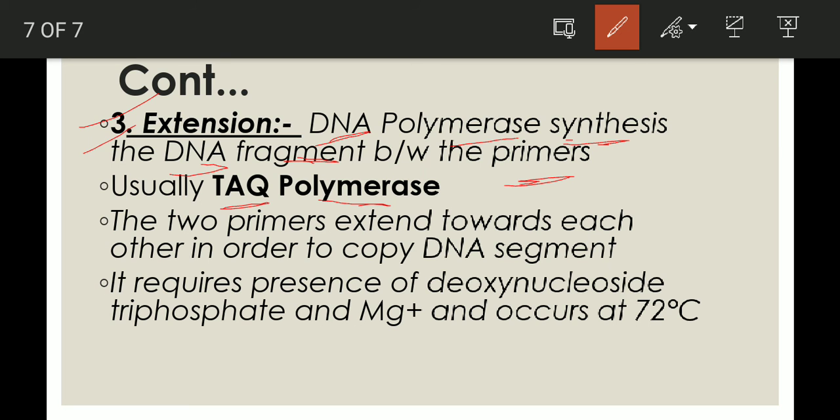The two primers extend towards each other in order to copy the DNA segments. Then it requires deoxynucleoside triphosphate and magnesium, at 70 degrees Celsius temperature, which helps to extend the DNA strand and form multiple copies of the DNA strand and multiple copies of the desired gene.